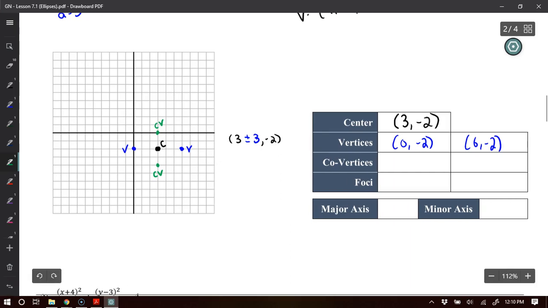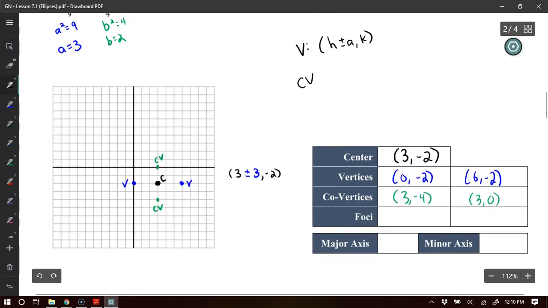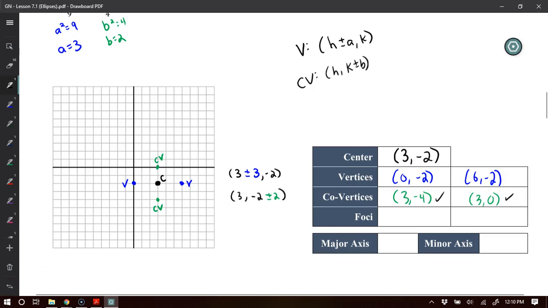Now, personally, I prefer the counting. So I could say this is the coordinate 3, -4 on the bottom, and it's the coordinate 3, 0 for the top co-vertex. But if need be, I can go to the formula sheet and I can see the co-vertex is h comma k plus or minus b. So I could do 3 comma negative 2 plus or minus 2. So negative 2 minus 2 is negative 4, negative 2 plus 2 is 0. I get the same idea. So you can use the formulas or you can use the visual counting.